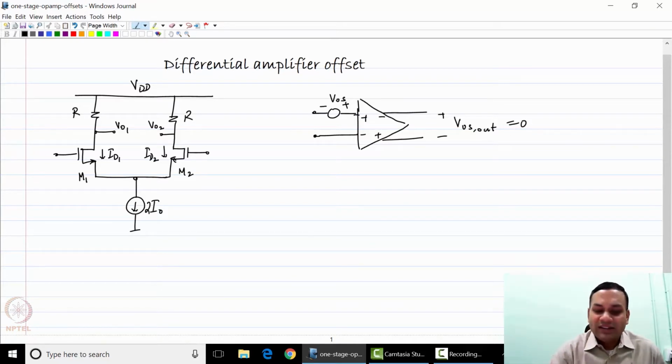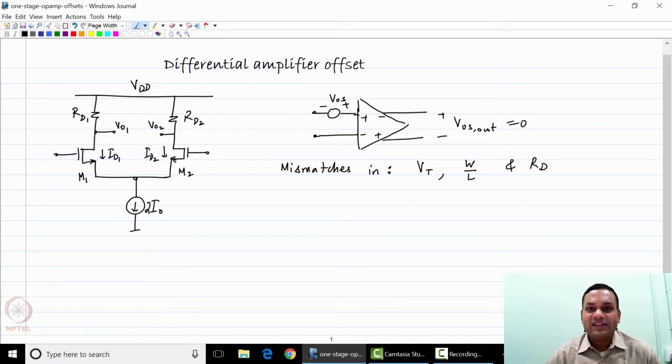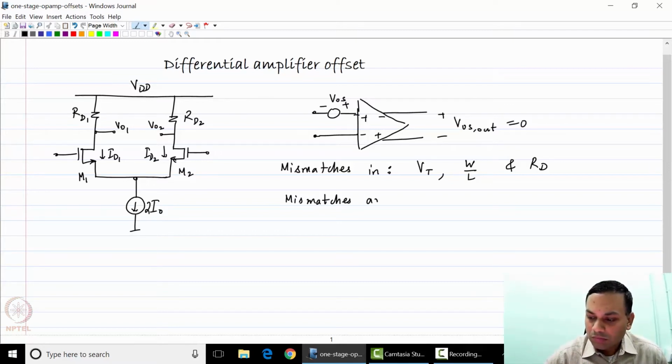So we will assume that the two resistors are RD1 and RD2. We will assume that mismatches exist in VT, W over L and RD. So nominally the two resistors are RD, but in reality they are slightly different. We will also assume that mismatches are small. So these are the two assumptions in our analysis.